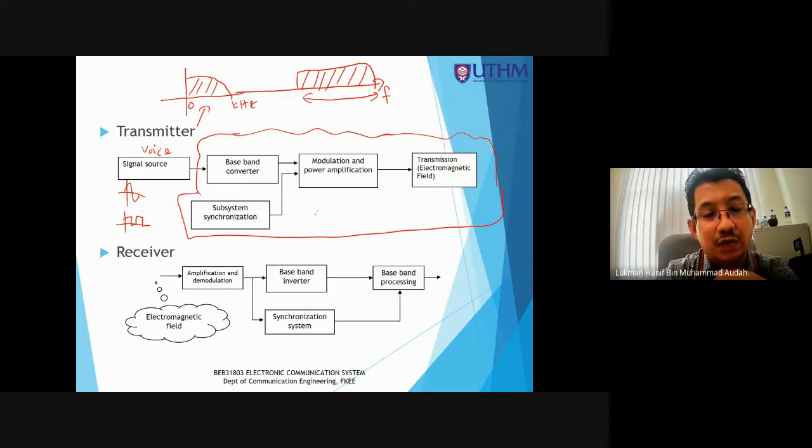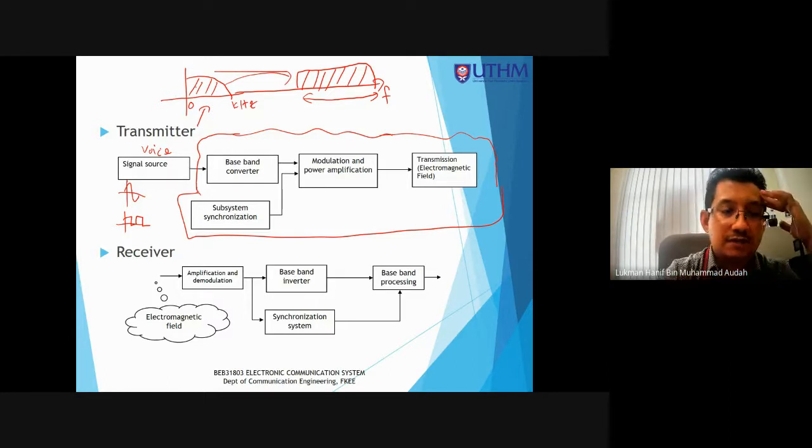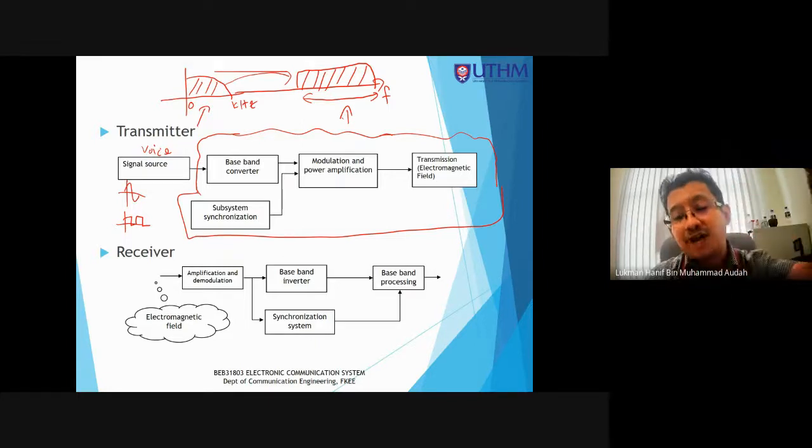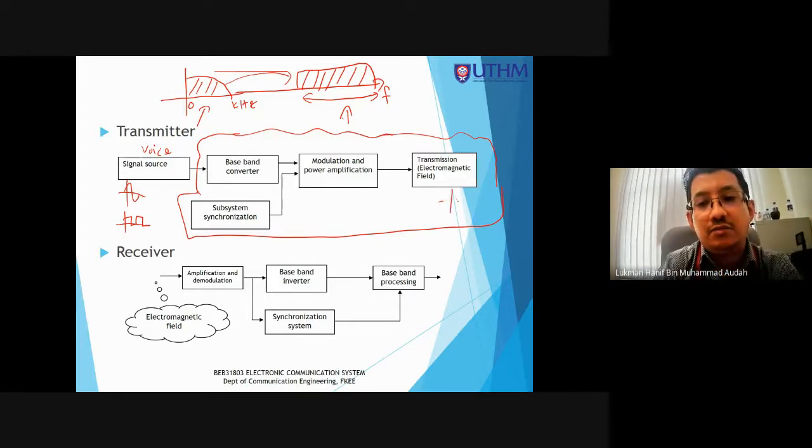So why we do the modulation process? Because we want to change from baseband into band pass signal or broadband signal for transmission. Kita nak tukar daripada frekuensi rendah kepada frekuensi yang tinggi, yang mana frekuensi tinggi ini sesuai untuk penghantaran menggunakan gelombang elektromagnet. Okay, that's one of the purpose of modulation. And we amplify the signal so that we can transmit at long distance. Okay, kita amplify supaya boleh hantar pada jarak yang jauh. Okay, so here ini dalam bentuk gelombang elektromagnet, and then kita hantar kepada receiver.